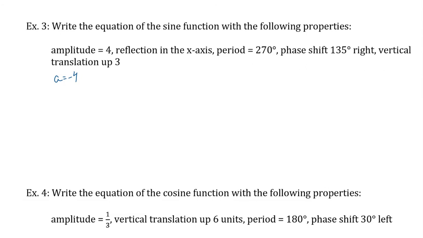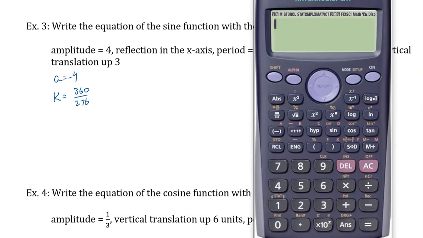Right? I don't need to do any work to figure that out. When it tells me the period is 270, I can find my K value. Actually, I'm going to do it like this: 360 over 270. And I am going to get my calculator. 360 divided by 270. Because of how this calculator is set up, it's going to give me the fraction answer. So that's 4 over 3.